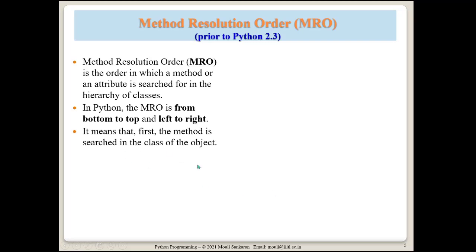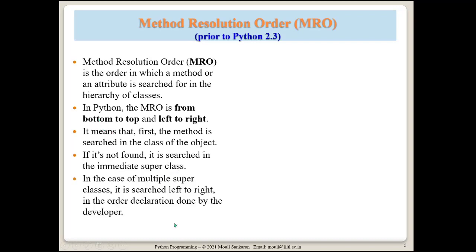It means that first the method is searched in the class of the object, in the current class object. If it is not found in the current class of the object, it is searched in the immediate superclass. So it goes to the top. First it looks for that in the parent. In the case of multiple superclasses, suppose it is not found in C, it goes and searches in B, whether this method is available in B. If it is not in B, then where does it go? It goes to the right.